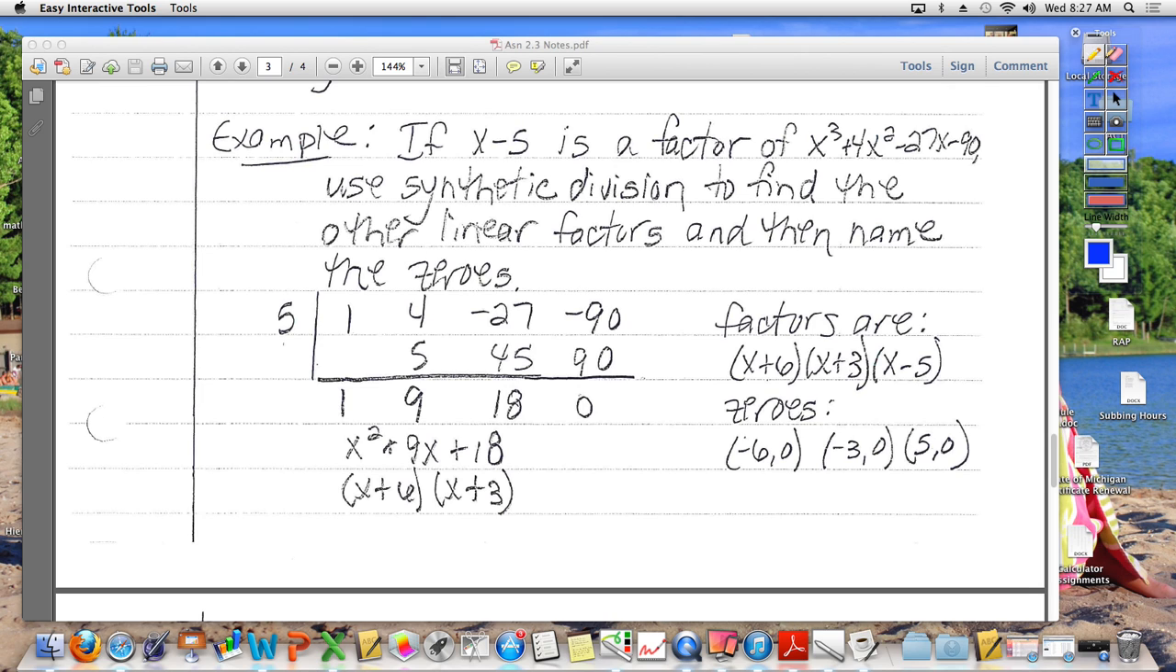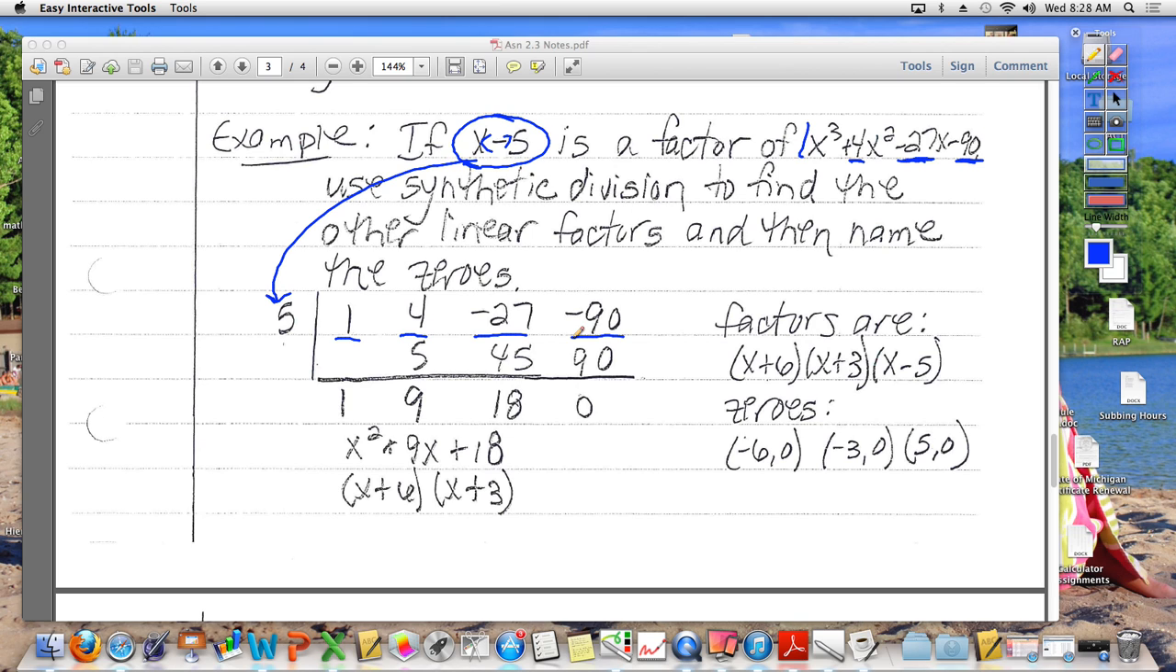If x minus 5 is a factor, you guys know that when you're setting up the synthetic division problem, you always put the opposite of that out in front. So the opposite of a negative 5 is a positive 5. That's what goes out front, a positive 5. And then you line up the coefficients. The coefficients are 1, 4, negative 27, and negative 90. So I lined them up.